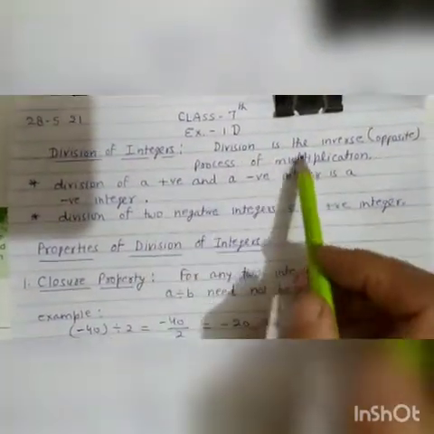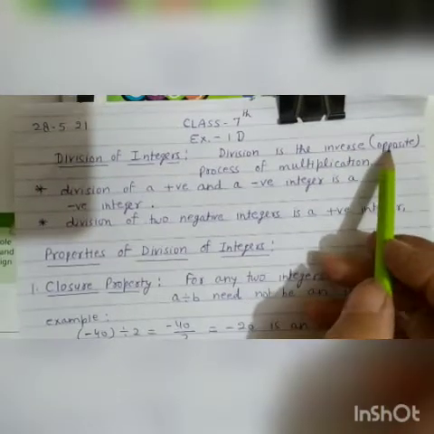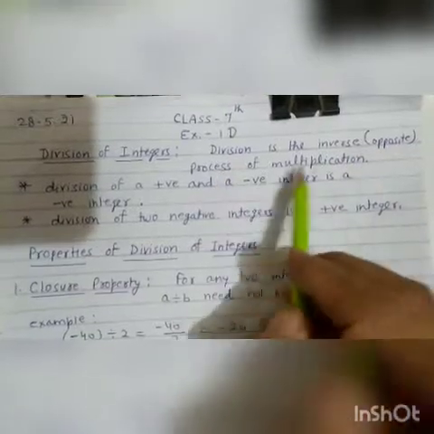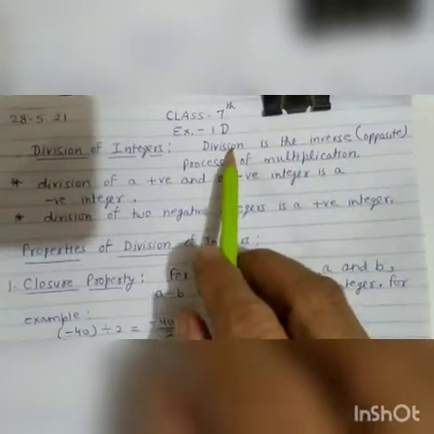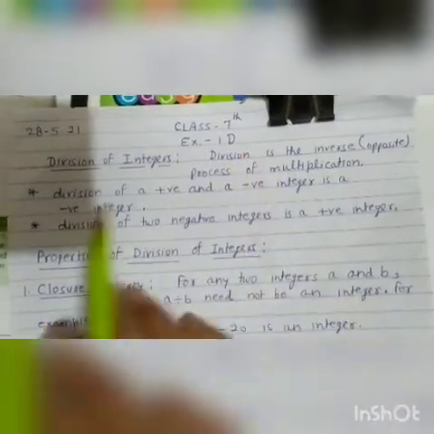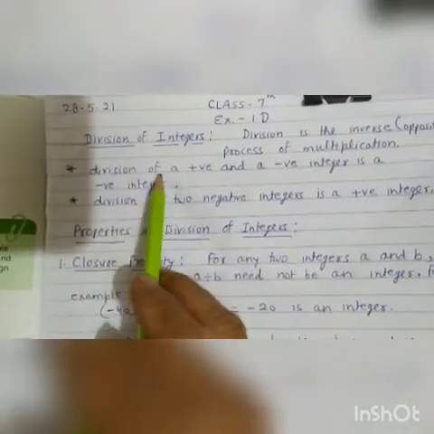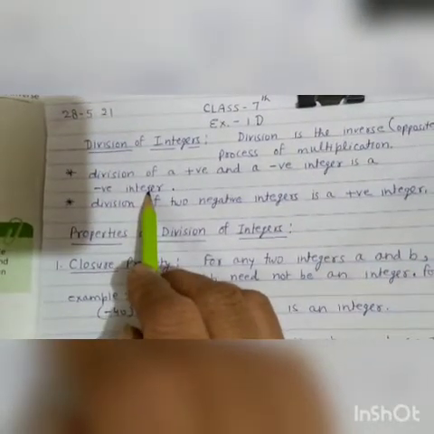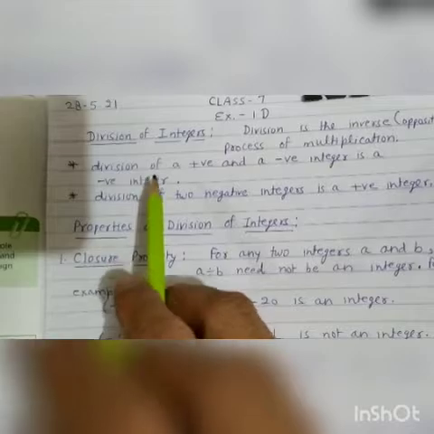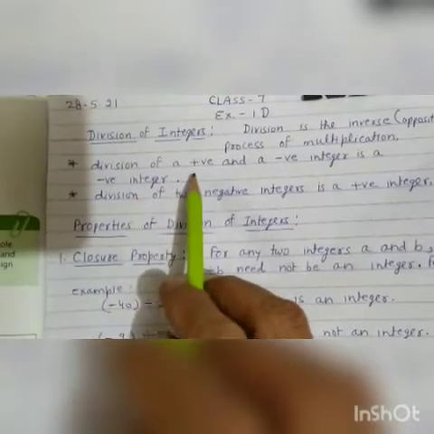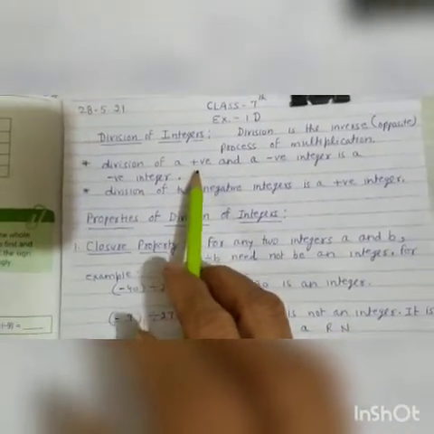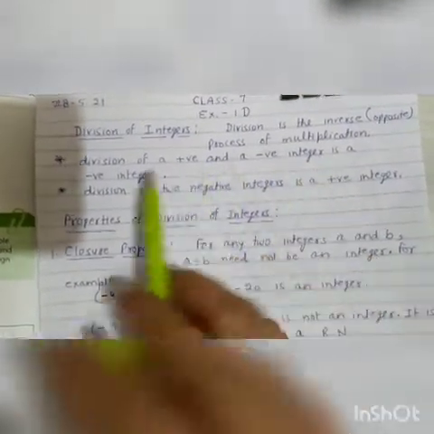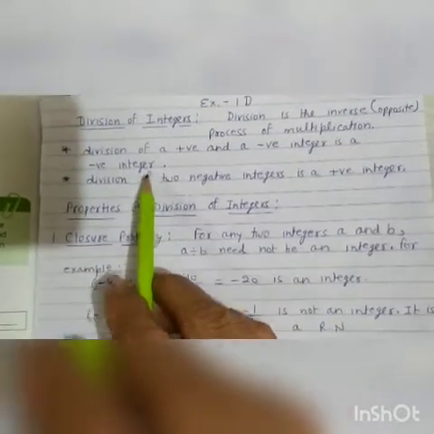Division of integers is the inverse. Inverse means opposite. Division of integers is the inverse process of multiplication. Means division जो है multiplication का opposite उल्टा है. Division of a positive and a negative integer is a negative integer. When we divide an integer by another integer and out of these two integers, one is positive, other is negative, then their answer will be a negative integer.